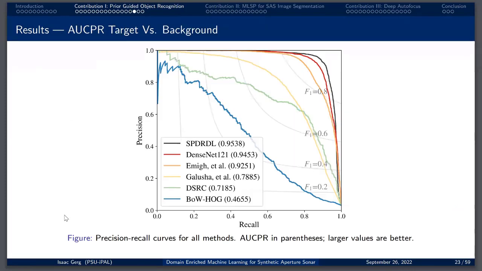Then we can take a look at the precision recall curve. This again is dividing the problem into a target background problem. Good results are when these curves tend toward the upper right-hand corner. I can also summarize that statistic by taking the area under this curve. I have the areas listed for these comparison methods, and we see that the method that we propose does the best out of all existing methods.